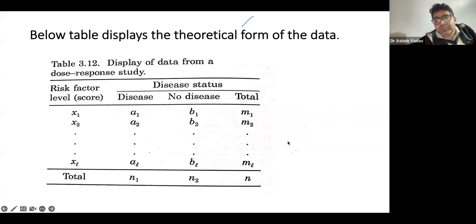But if the relationship is linear in nature, that means if you are increasing the magnitude of the risk factor, say smoking, 1 cigarette, 2 cigarettes, 3 cigarettes, like that, and the number of cases of cardiovascular disease is also increasing, then it is a linear one. Otherwise, it is not a linear one.